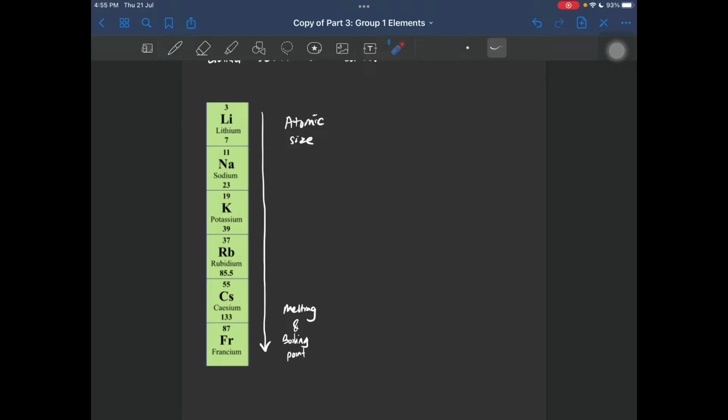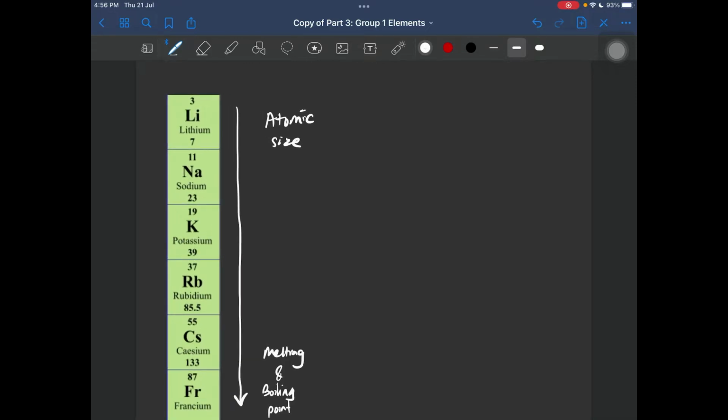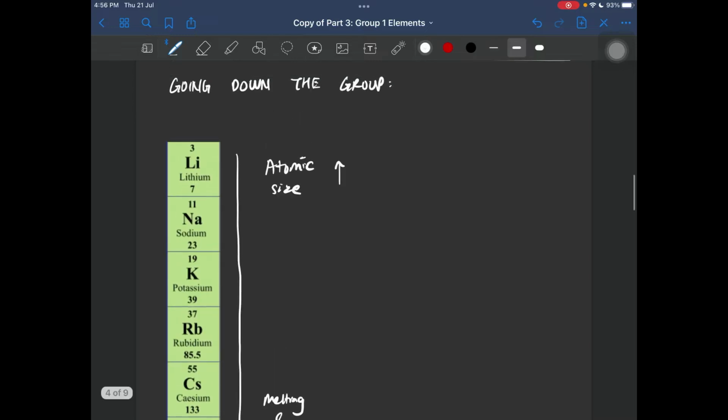So what happens to the atomic size? Like how we have discussed in the group 18 elements section in the last video, the atomic size of the elements going down the group will increase. Why? We have discussed this in the previous video with group 18 elements. It's basically the same concept. For example, let's take two elements, lithium and sodium, and let's go ahead and draw the electron arrangement.